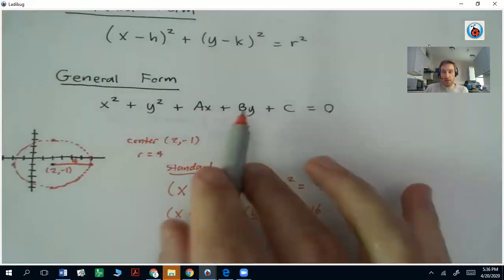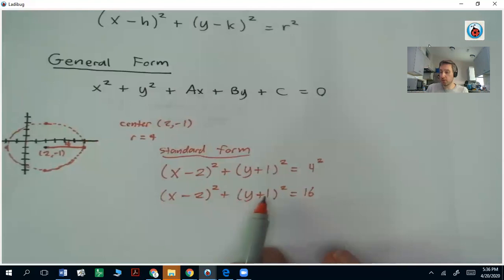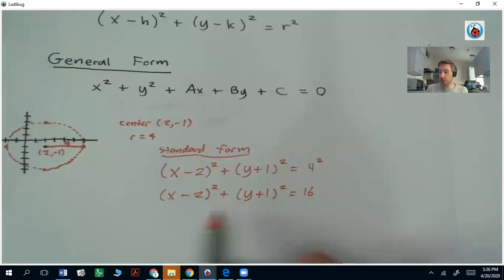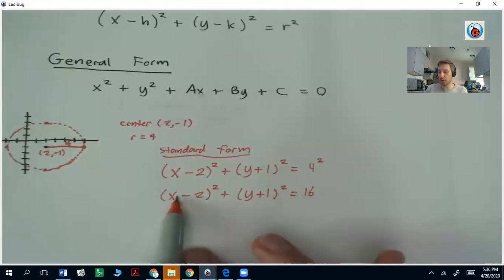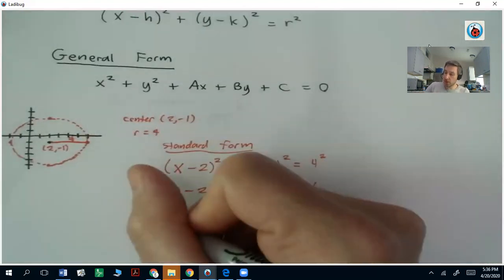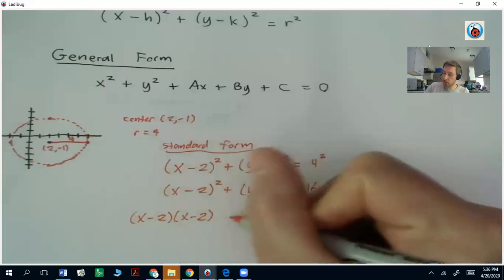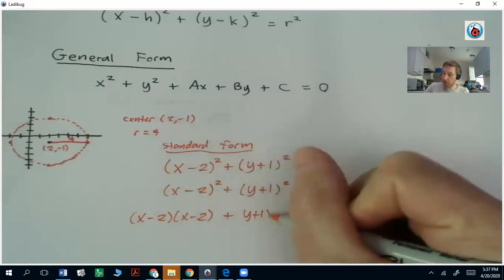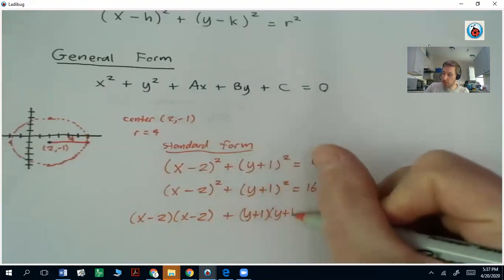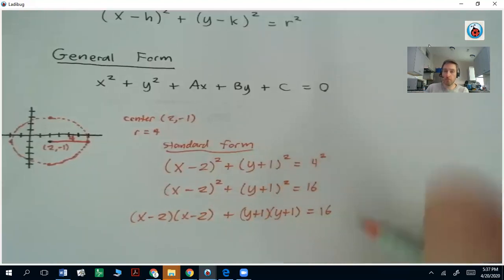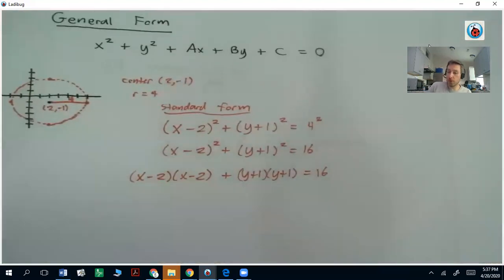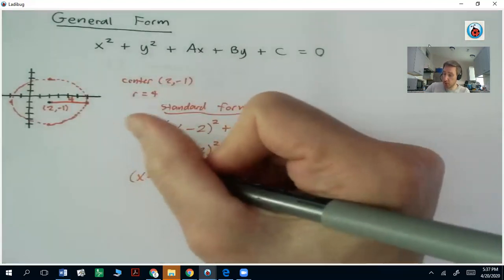To get it to look like this, we're going to have to distribute the x minus 2's to themselves and the y plus 1 to themselves. We'll have to FOIL that out. So it's going to be x minus 2 written twice, y plus 1 written twice. And you can FOIL box. If you know the shortcuts to multiply the same binomial twice, you can do that.